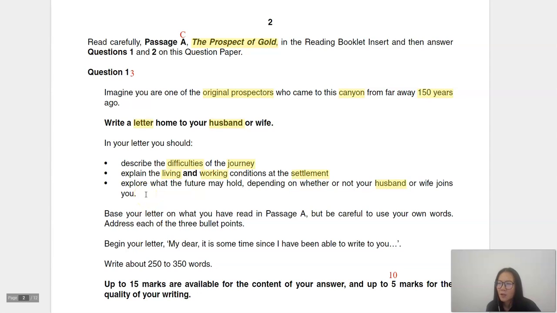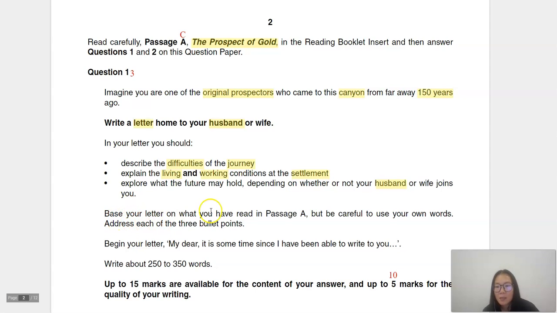Have you left your home to go prospect for gold, promising your partner that you will go back perhaps by a certain time? Perhaps the time is up, and you need to write back now to be accountable to your partner, right? So those will be the logical, rational thoughts to have as to why you are writing a letter home to your husband or wife, okay?